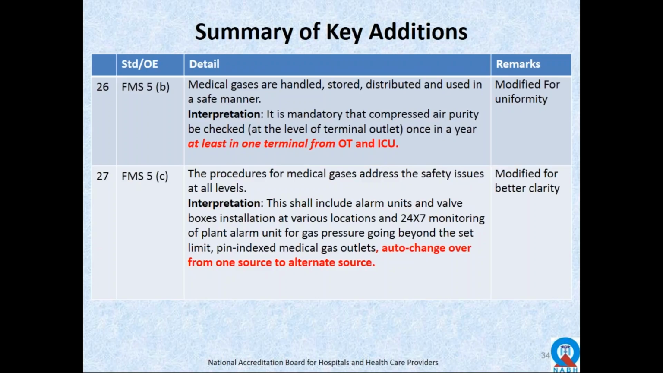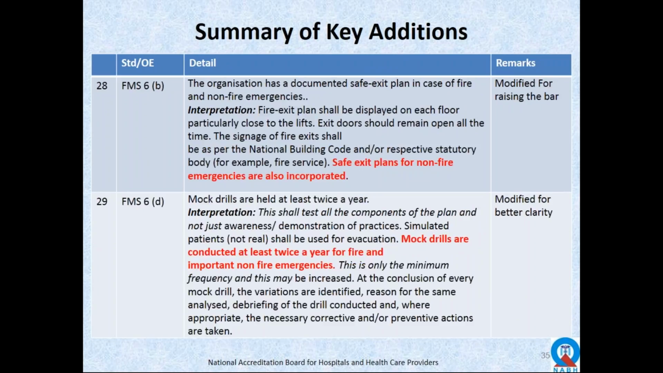FMS 6B, the organization has a documented safe exit plan in case of fire and non-fire emergencies. In this case, the interpretation has been modified to raise the bar and to add that the safe exit plan should also include non-fire emergencies in its documentation.